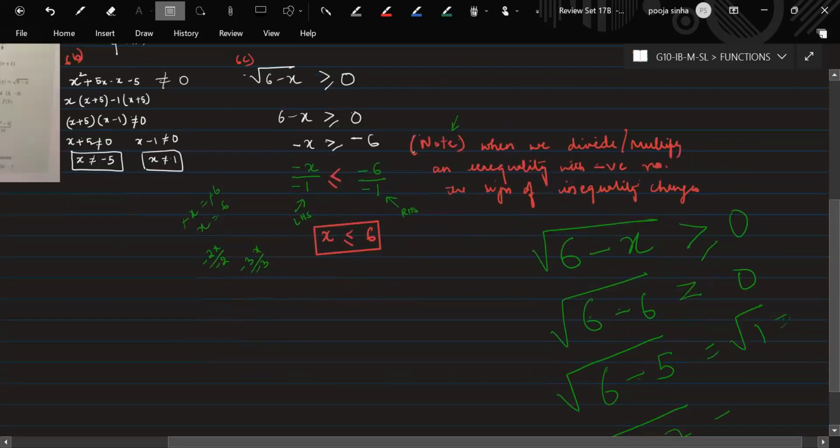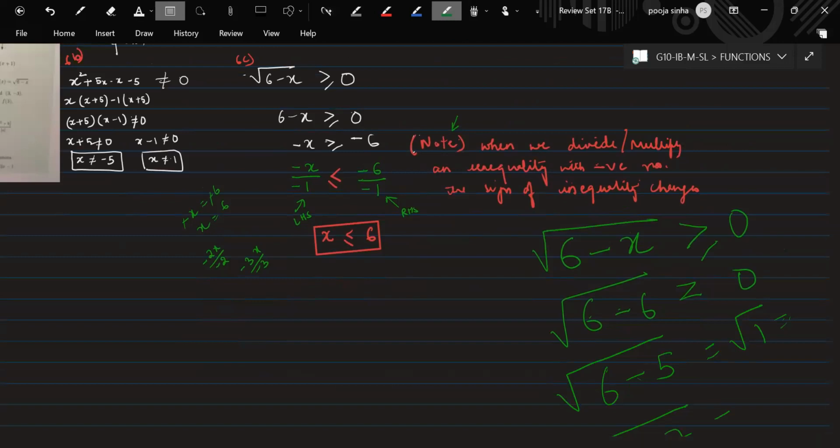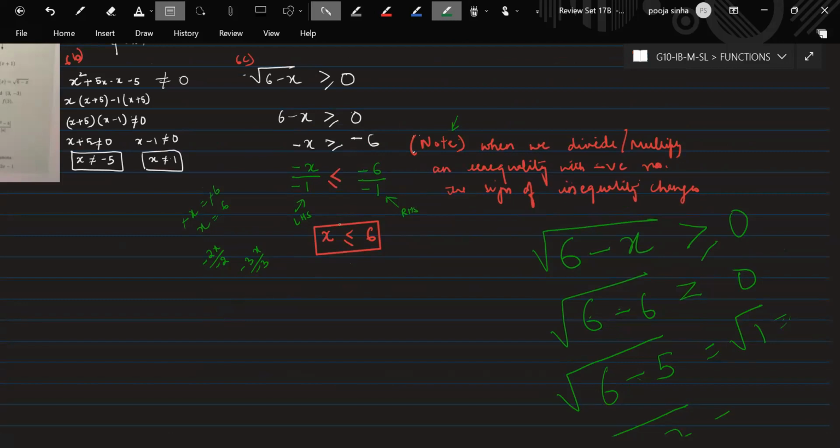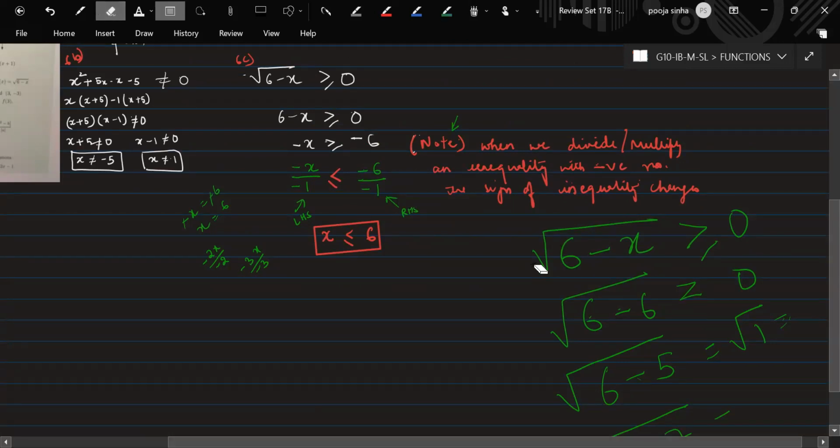So did you get it? If I had not changed the sign here, if the sign was not changed and my answer had come as greater than, I would have lost my marks because I did not change the inequality sign. Got the thing? The answer would have been wrong. Did you get it? Got it.